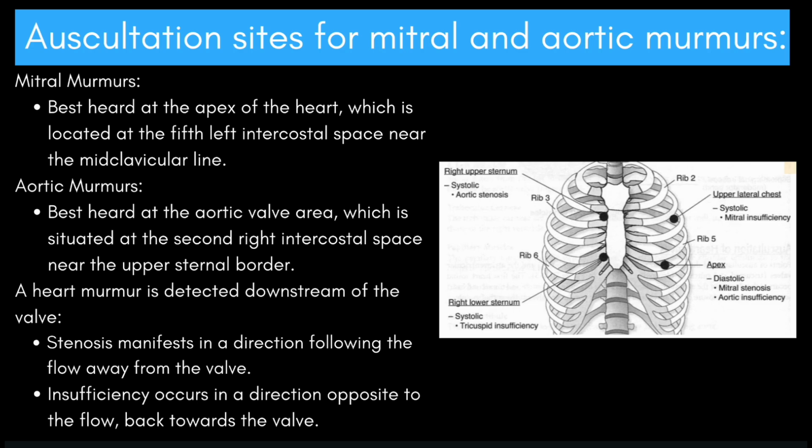A heart murmur is detected downstream of the valve. Stenosis manifests in the direction following the flow away from the valve. Insufficiency occurs in a direction opposite to the flow, back towards the valve. So orthograde and retrograde: stenosis is orthograde and insufficiency is retrograde, since flow is away from the valve and back towards the valve. Moving on, let's go ahead and look at some questions.